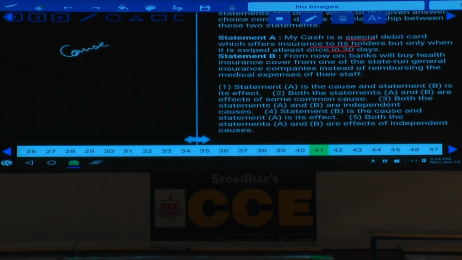Then what about statement B here? From now on, banks will buy health insurance cover from one of the state-run general insurance companies instead of reimbursing the medical expenses of their staff. Now, anything specified regarding this one? A and B cannot be related with each other. A is a cause and B is again a cause, isn't it? Hence, what is your answer here? These two are both the statements A and B are independent causes, choice 3. And these are not the effects at all, these are just the initial steps, that is the cause.